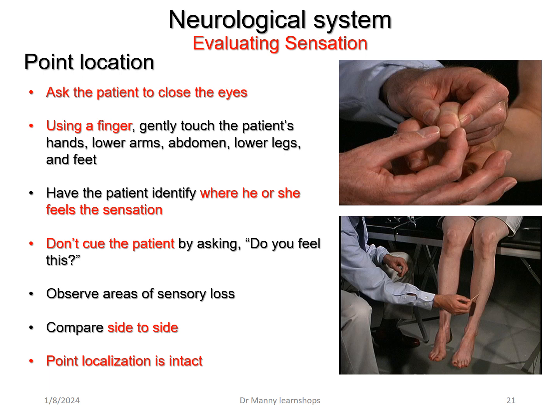Point location is asking the patient to close their eyes, and you use a finger and you gently touch the patient's hand, lower arms, abdomen, lower legs or feet, and you have the patient identify where they can feel the sensation.